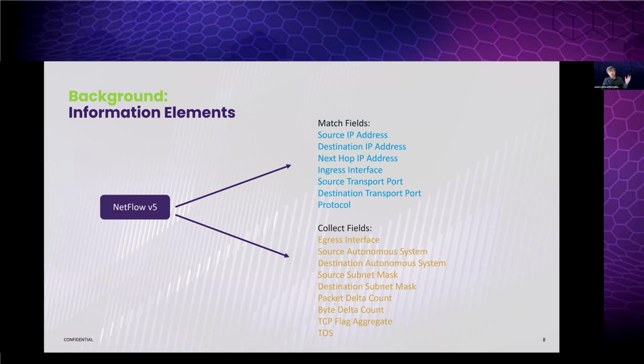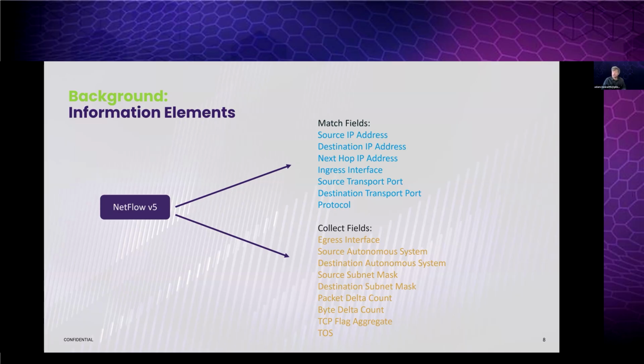At the top, we have our match fields. Match fields, when you're talking about flow, are the static items, the items that, when present, make this a network conversation that we want to consider an entity. So things like source IP, destination IP, maybe the next hop IP address, ingress interface if we're applied on ingress monitoring, or egress in the case we're applied on egress monitoring. The ports and protocol will ultimately define what our flow is.